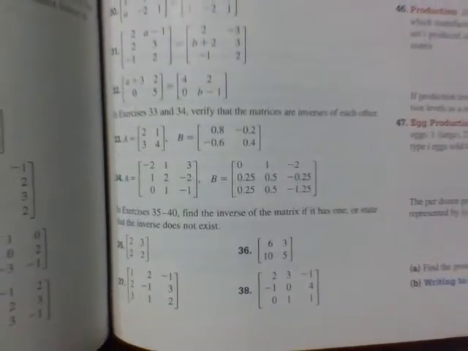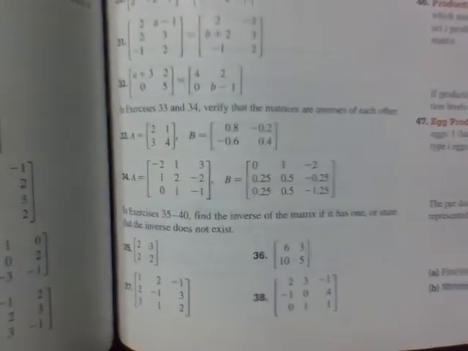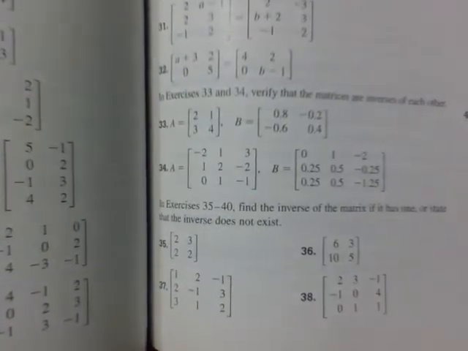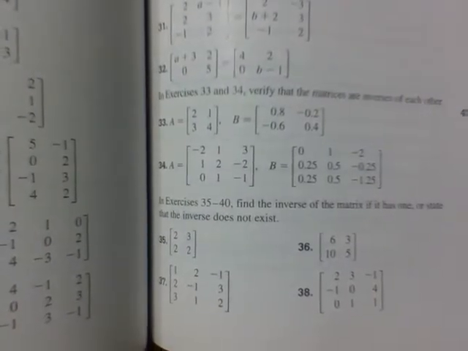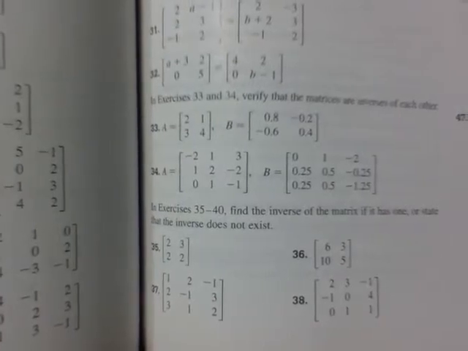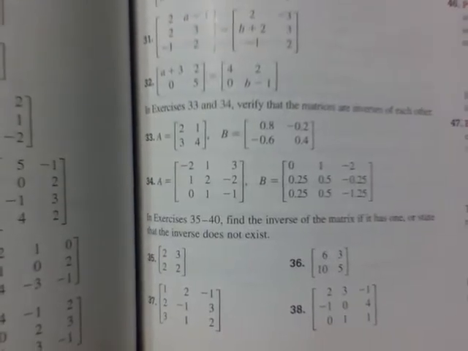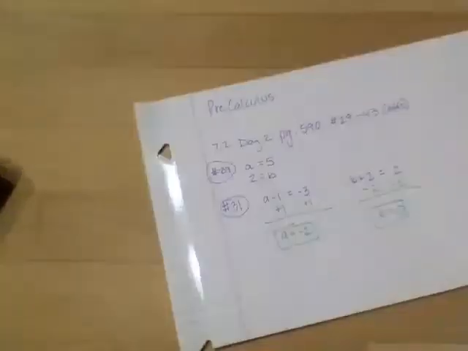All right, and we're moving on to number 33. In 33, we need to verify that the matrices are inverses of each other, and remember that there were a few ways of doing that, two of them on calculator, and then the other by hand. So I'm just going to do the one by hand to make sure that we remember how to do it. But the idea is that I will multiply A times B, and hopefully I will get the identity matrix.